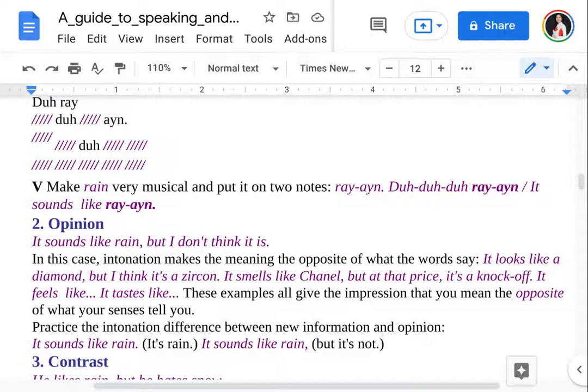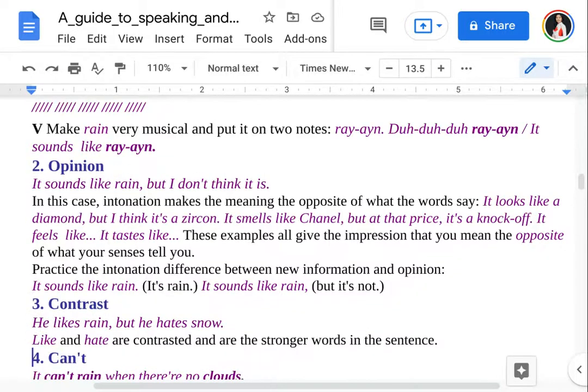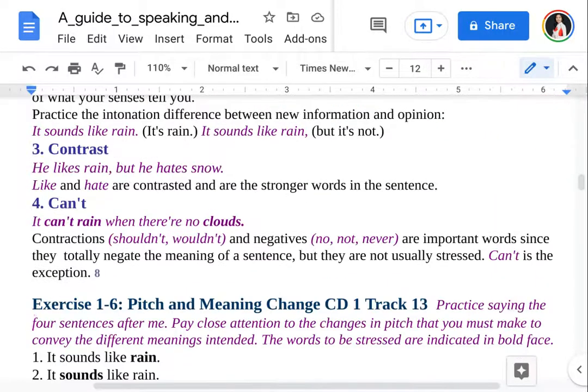Practice the intonation difference between new information and opinion. It sounds like rain. It's rain. It sounds like rain, but it's not. 3. Contrast. He likes rain, but he hates snow. Like and hate are contrasted and are the stronger words in the sentence.